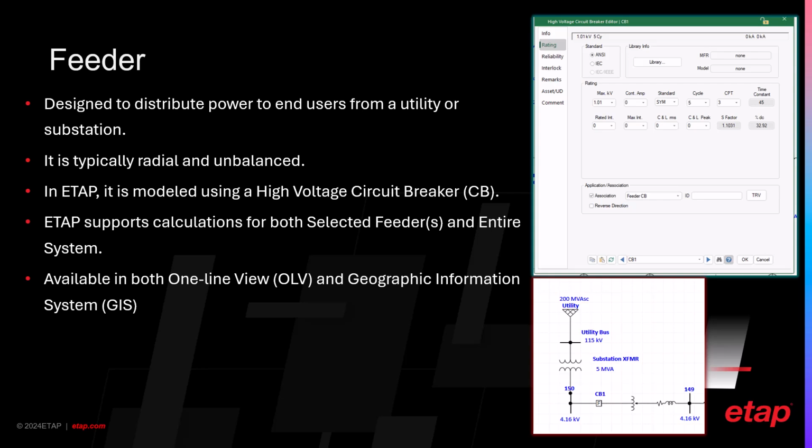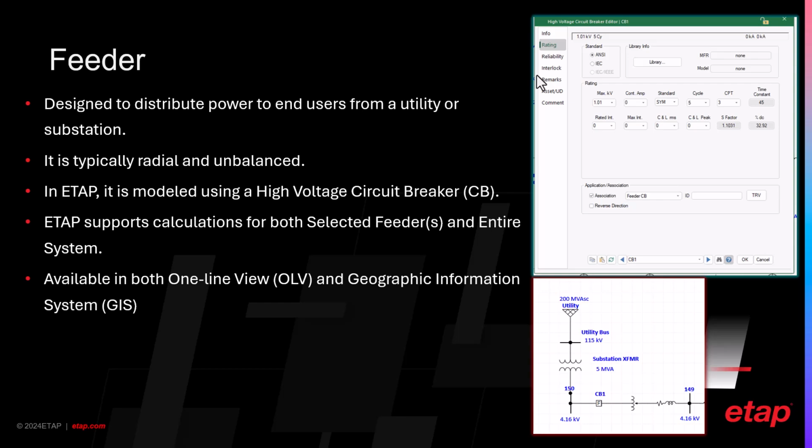So what is a feeder? A feeder fundamentally is a piece of electrical equipment or wire that's designed to distribute power from a substation or a utility to end users. It's an essential part of a distribution network, and you pretty much define it as the point that's immediately downstream of a substation or a utility. And this is typically radial and unbalanced.